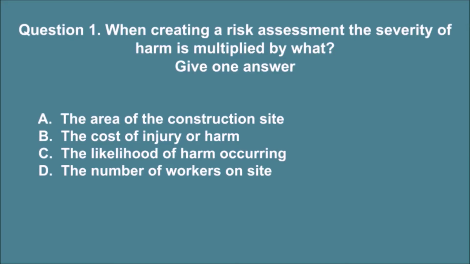Question 1. When creating a risk assessment, the severity of harm is multiplied by what? Give one answer. A. The area of the construction site. B. The cost of injury or harm. C. The likelihood of harm occurring. D. The number of workers on site. The correct answer is C.